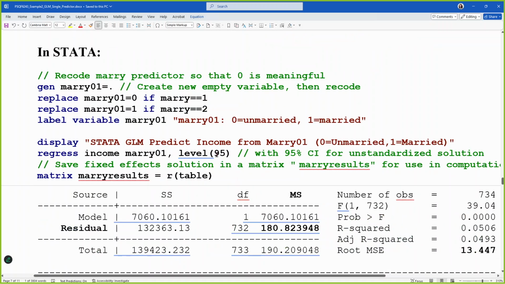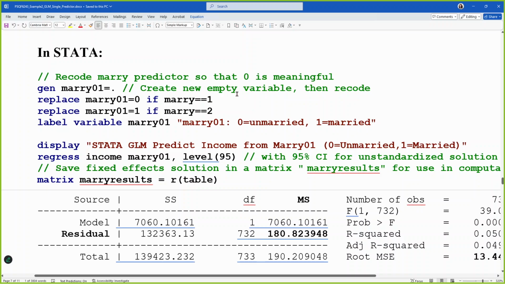So first things first, I need to recode my group so that 0 means something. Here is one way to do it that would generalize to more than 2 groups, which is why I wrote it this way. First in Stata, then in R.